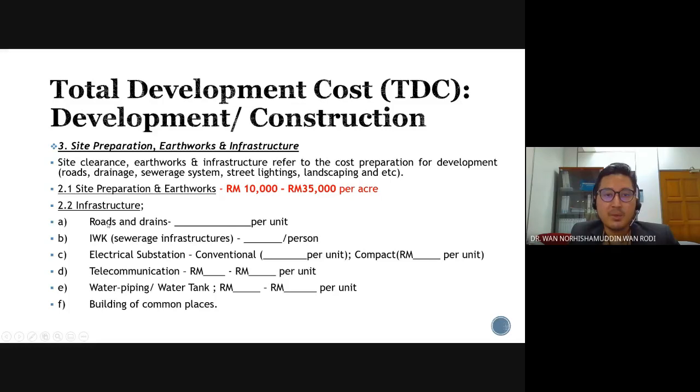Okay, the first one would be roads and drains. So the assumption or calculation is on a per unit basis. You have to find out each of the costs yourself. I am purposely leaving it blank here because it will become part of your task this week. So your roads and drains need to be prepared and costed on a per unit basis. Also with the IWK, sewerage and infrastructure, you can calculate how many persons will reside within your development project.